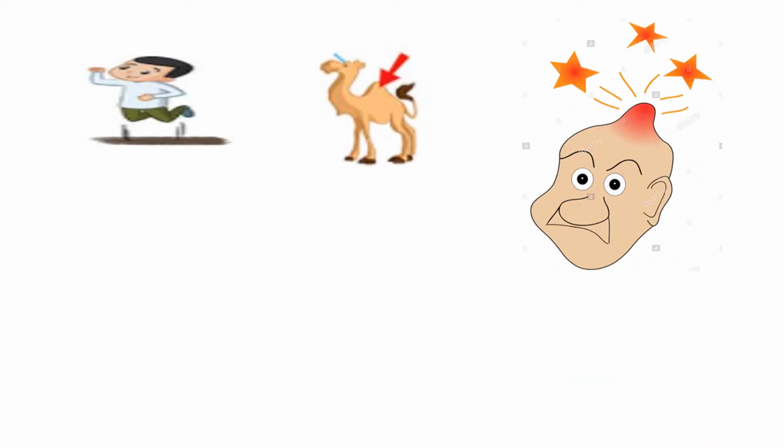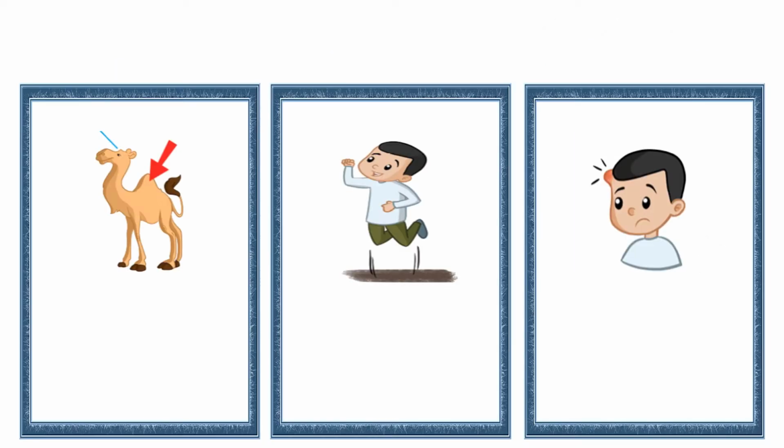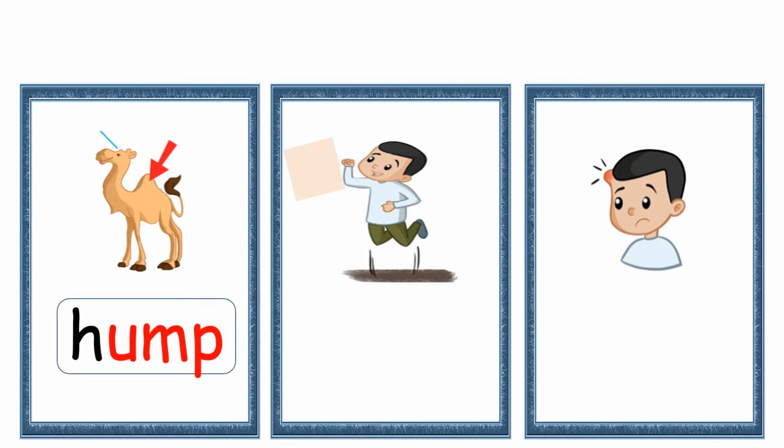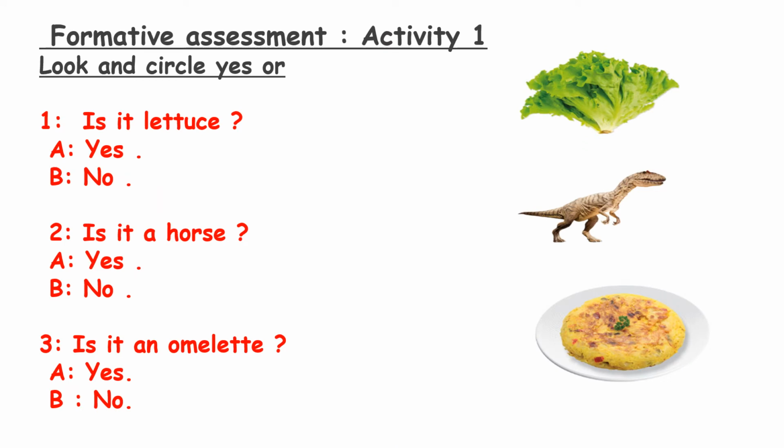These three words have the same rhyme. U-M-P, ump. Jump. Okay. Hump. Bump. So if I ask you to think of a word that has the same rhyme, it is bump. إذا احنا عندنا ثلاث كلمات لها نفس مقطع صوتي hump, jump, bump. Very good. Now we come to do affirmative assessment.